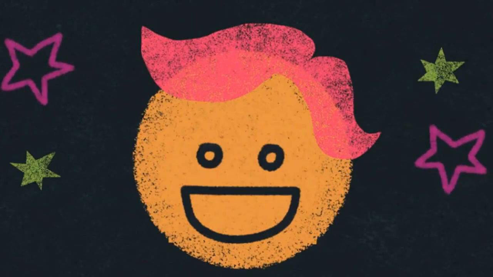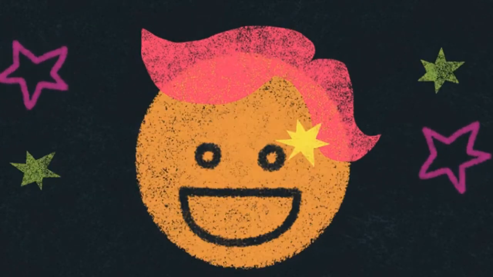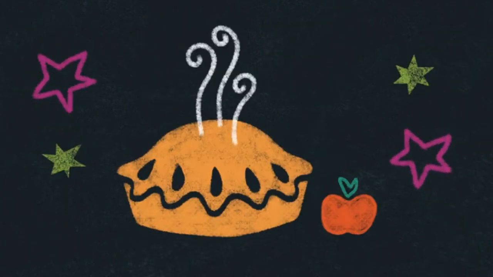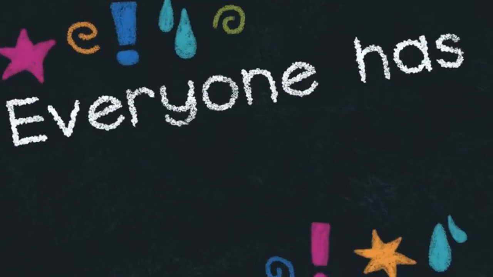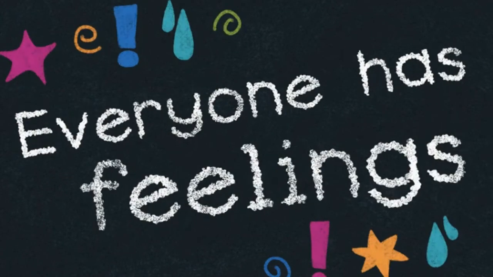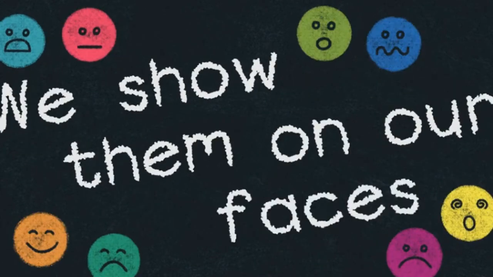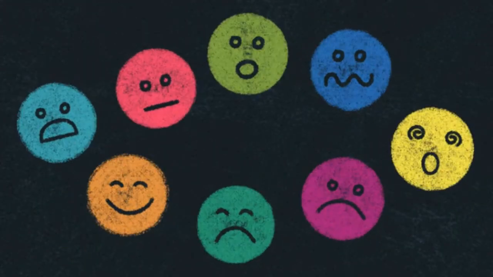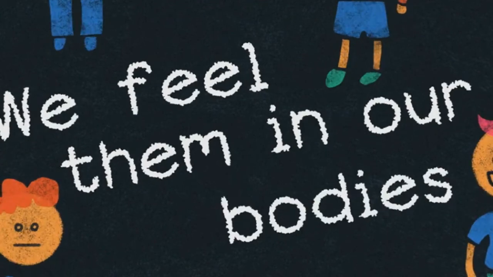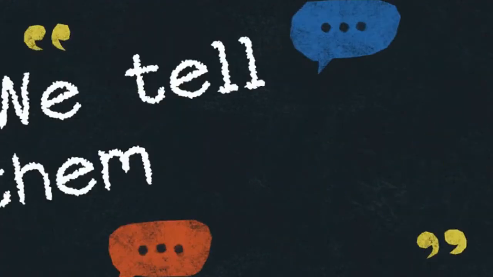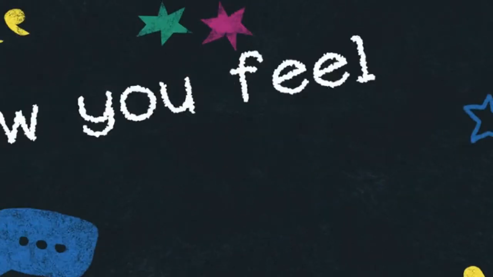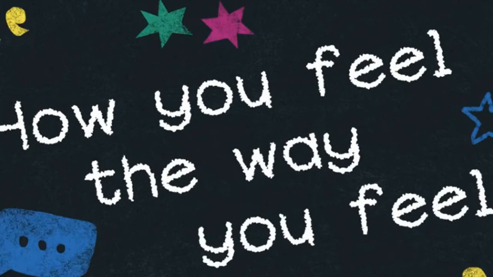Happy is a smile and a twinkle in the eye. Happy is a friend or a homemade apple pie. Everyone has feelings. We show them on our faces. We feel them in our body. We tell them with our voices how you feel, the way you feel.